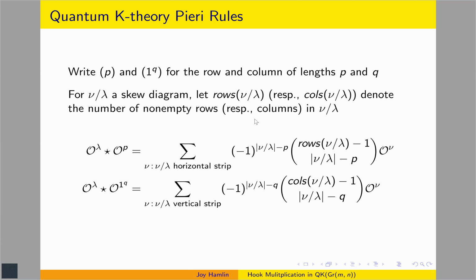We have quantum K-theory Pieri rules. If we write P for the row and 1 up Q for the column, don't confuse with the quantum Q, please. And we can multiply an arbitrary class by the row or the column classes. You add on a horizontal or vertical strip. There's a sign coefficient. There's a binomial coefficient that involves how many non-empty rows or non-empty columns, as the case may be, in the skew diagram that there are. So these are the Pieri rules, and we can use them to find coefficients when you're multiplying by a hook class rather than just by a row or a column.